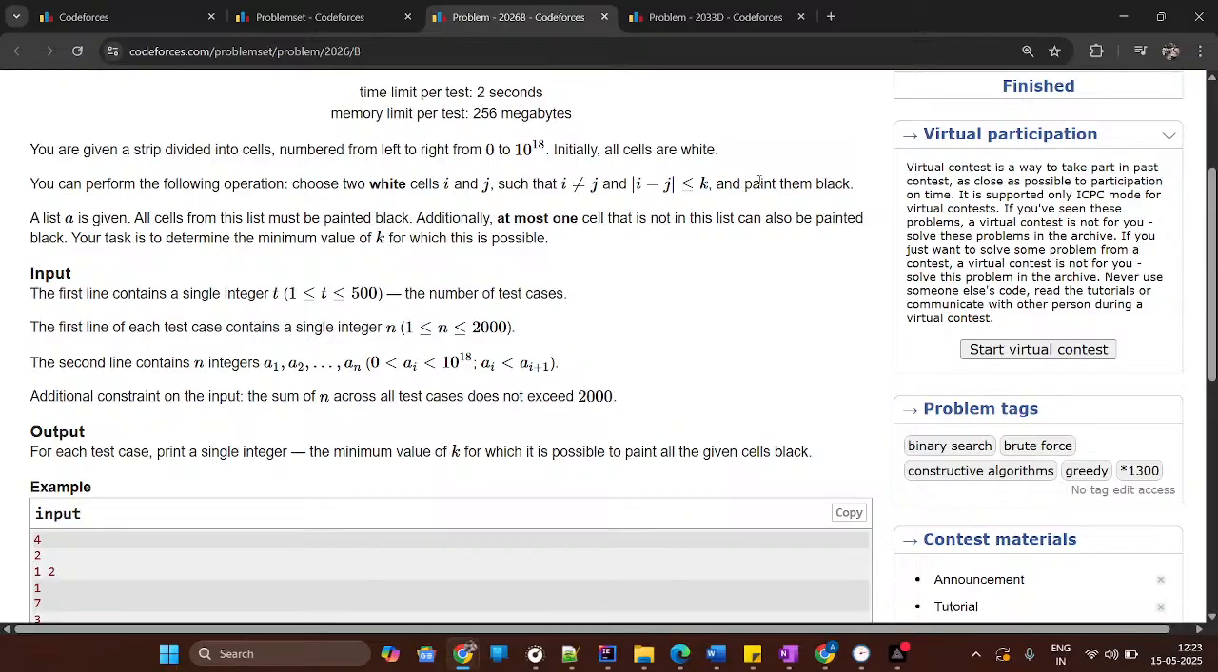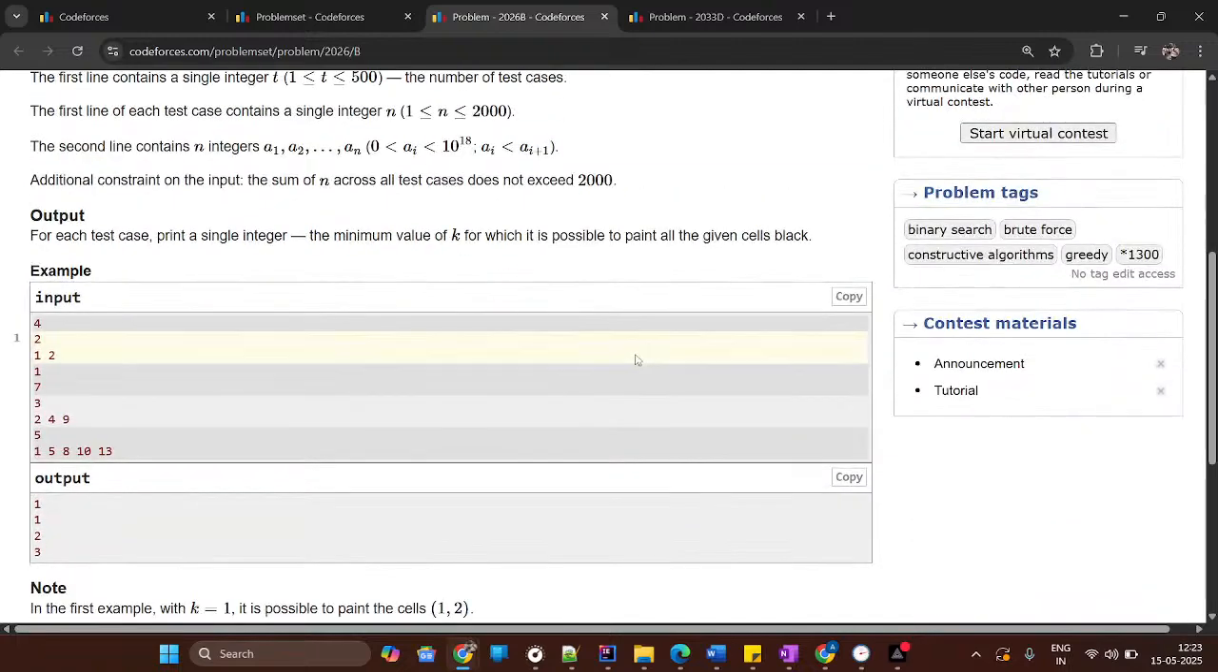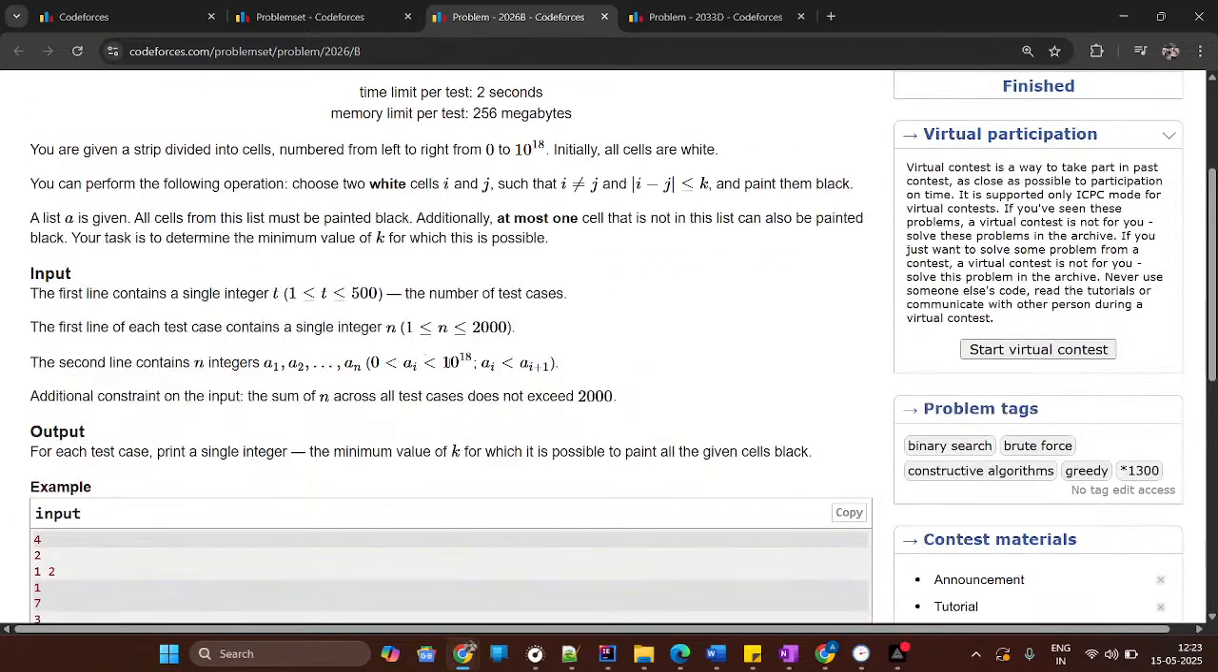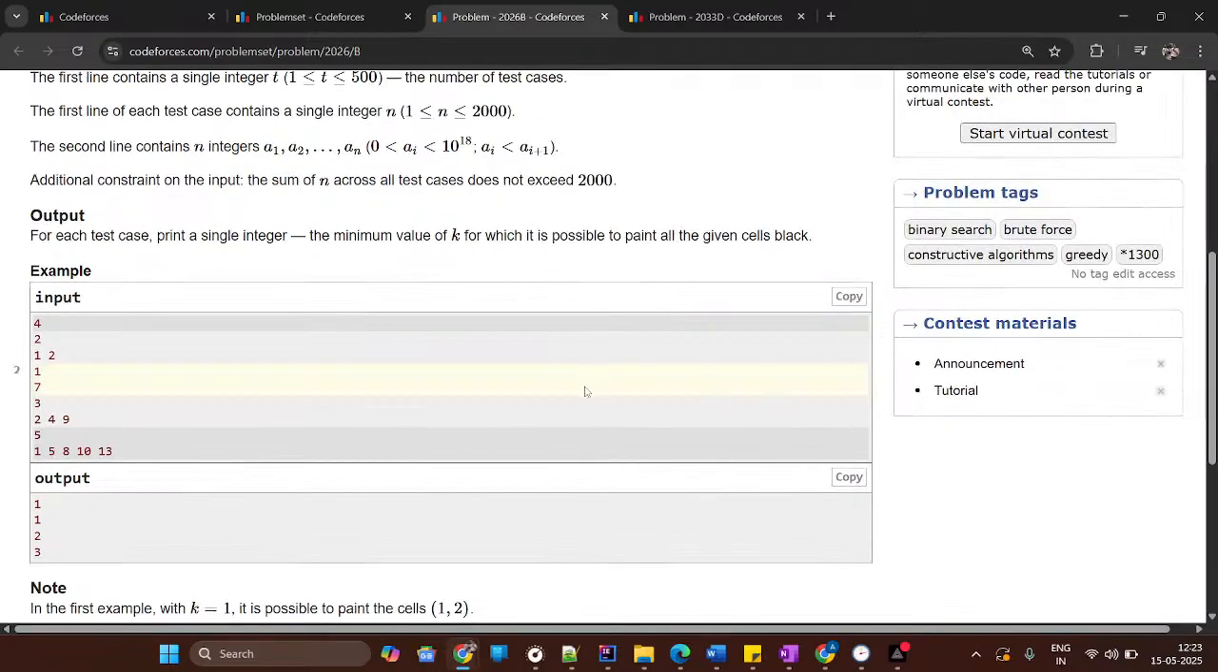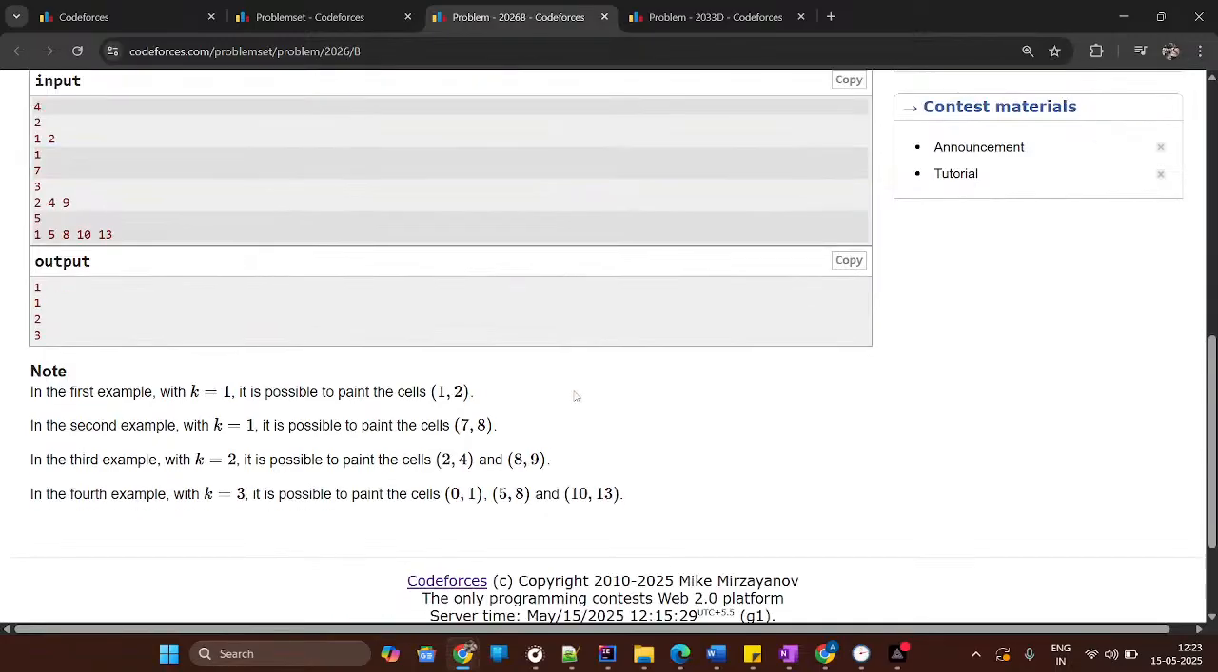We want to paint 4 cells, it's possible in 2 moves. If we want to paint 5 cells, not possible. Okay, understood the question now. And let's try to understand how to solve this. A_i can be very big, less than 10 to the power 18. Okay. It is possible to paint.